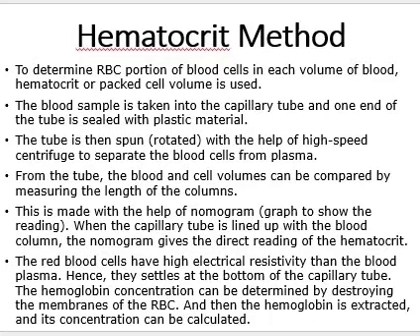Usually we can see this, let me show that in the last slide. What is this centrifuge? The tube is rotated in the centrifuge. What happens when it rotates? It rotates to separate the cells from the plasma. So from the tube, the blood cell volume can be compared by measuring the length of the column.